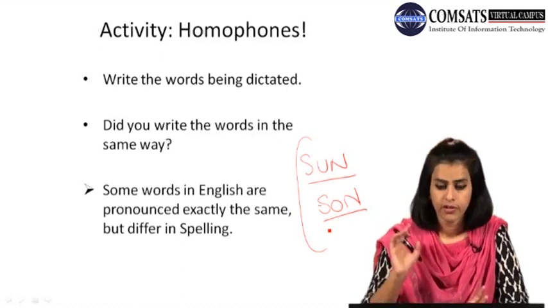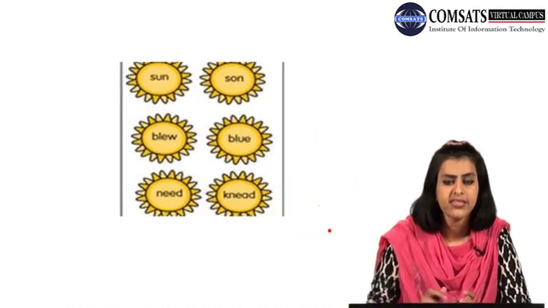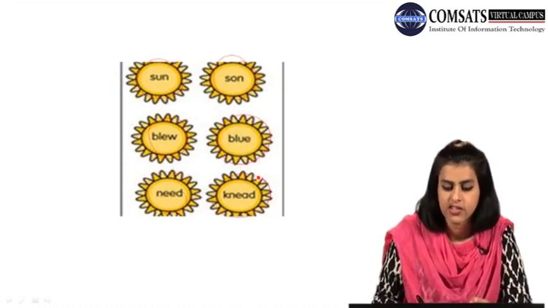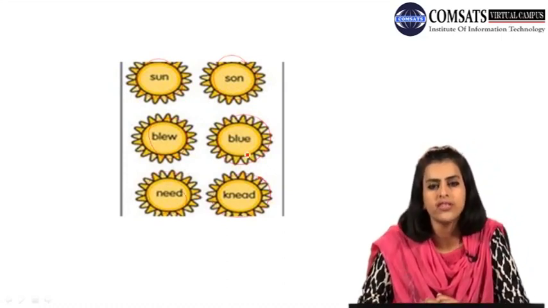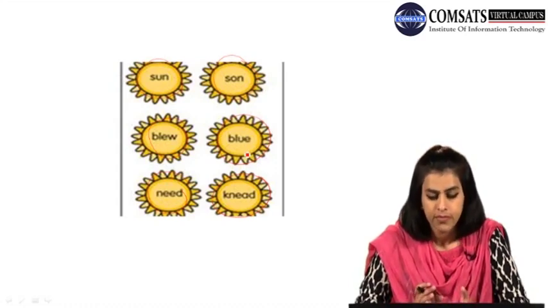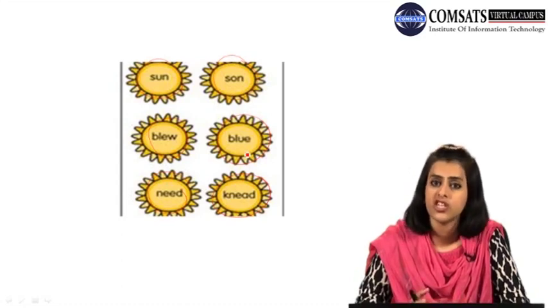So talking about the same words, here is a list like sun and sun, blue and blue, need and need. So these are those homophones which have got different spellings, but their pronunciation is the same as compared to each other. So the spellings are different, but the pronunciation is the same. That can be depicted to your audiences.